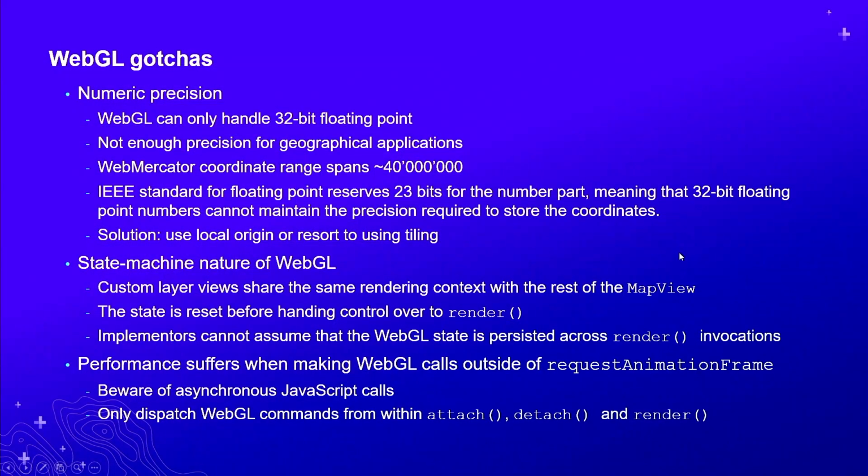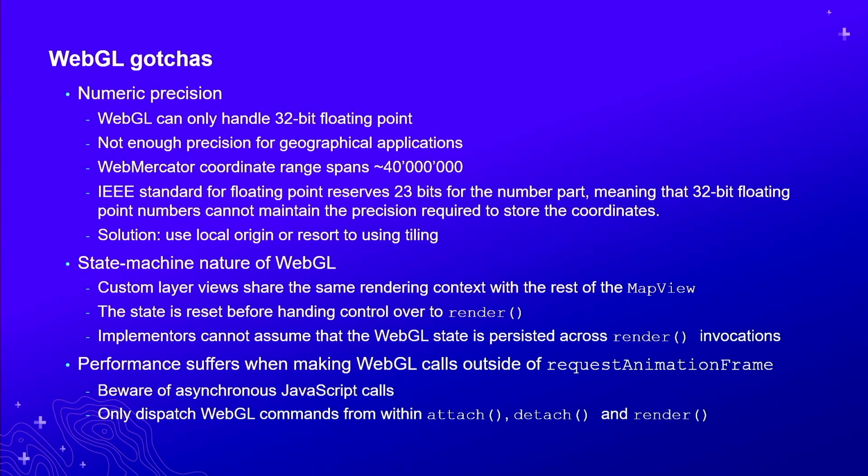All right. So that brings us to the last part of this talk about some WebGL gotchas. I mean, after all, this is a presentation about implementing custom layer views with WebGL. So as Dario showed just before with the electric lines custom layer view, precision is an issue with WebGL. Well, WebGL can only handle 32-bit floating point and that is somewhat trouble when it comes to using geographical data.